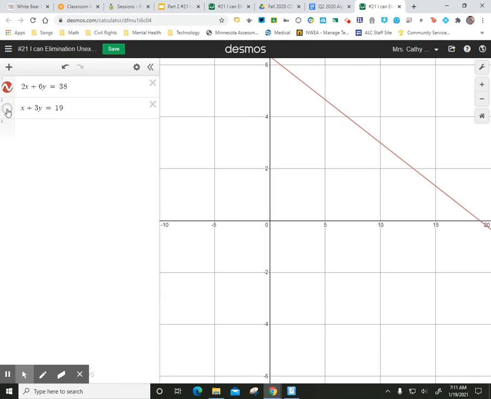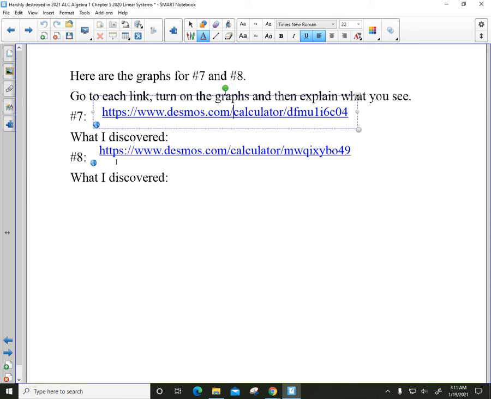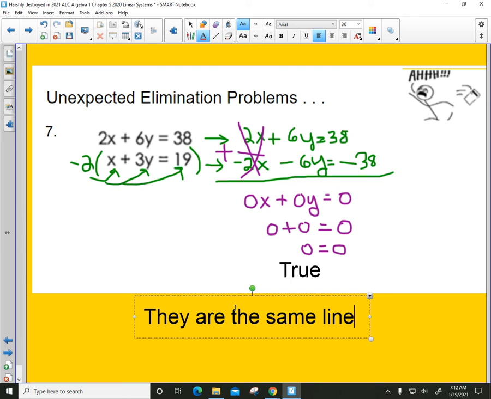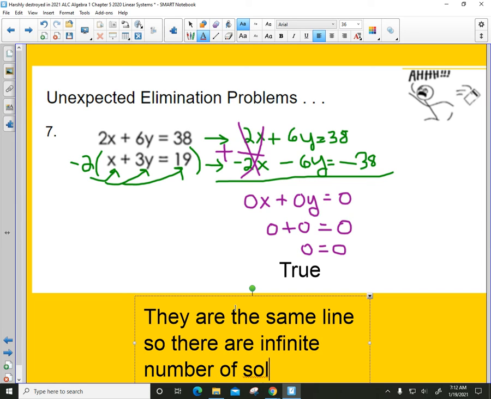And what happened? What can we say is true about these two lines? Hopefully you said that they're the same line. Okay, and so back earlier in the chapter, we talked about in one of our I can statements that if the two lines are the same, then what did we discover about how many solutions they have? Hopefully you picked that they have an infinite number of solutions. All right, so that's how that one ends. We say they are the same line. So there are an infinite number of solutions.